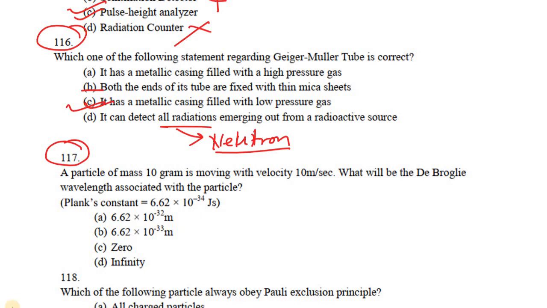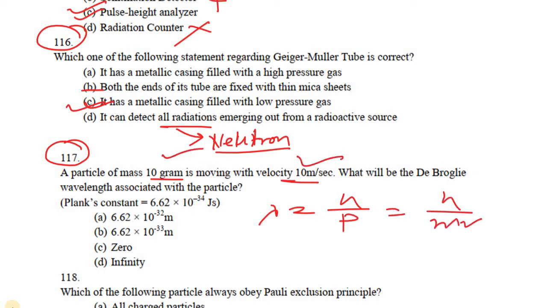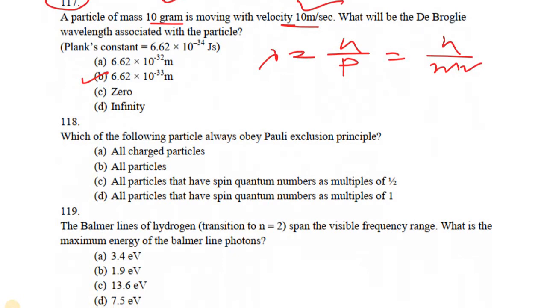Next is question 117. A particle of mass 10 gram moving with a given velocity; they give the de Broglie wavelength. So the de Broglie wavelength lambda equals h by p, and p equals mv, so lambda equals h by mv. Mass is given and velocity is also given. If you put them in here, you get option B as the answer.